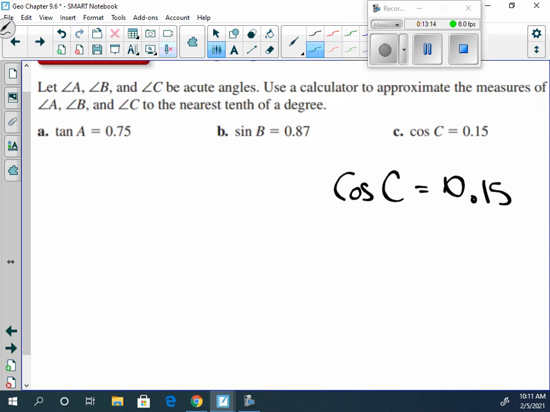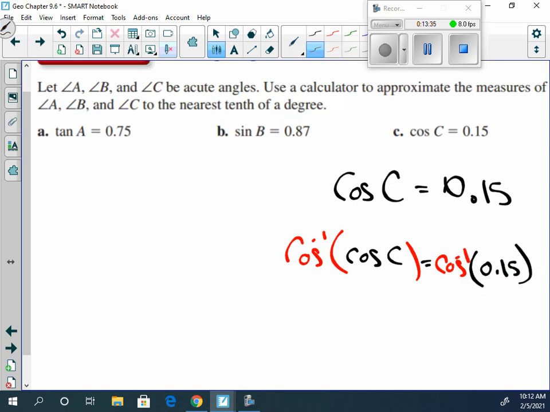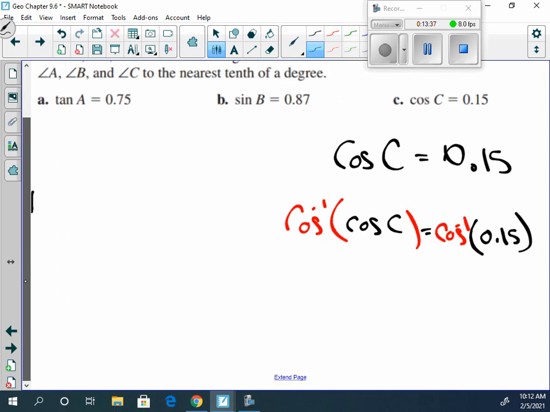Cosine of C equals 0.15. And again, if I want to undo this cosine, I'm going to have to take cosine inverse of it. I'm just going to rewrite it. Cosine inverse of cosine of C equals cosine inverse of 0.15. We can take cosine inverse of both sides. And the reason we're doing this again is because cosine inverse of cosine of C, the cosine and cosine inverse will simplify each other out, leaving me with C equal to cosine inverse of 0.15.